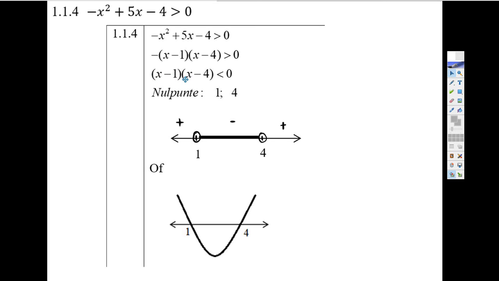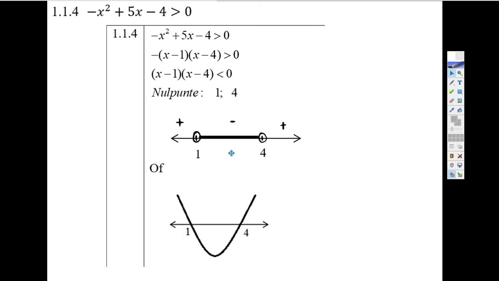We've got x minus 1, x minus 4 is less than 0. Well, the points that will make it equal 0 are 1 and 4. And you get marks for that. But now you're looking for things that will make this true. What can I put in between? I need things that are less than 0. So you read it this way when it's pointed less than 0, that means negative.